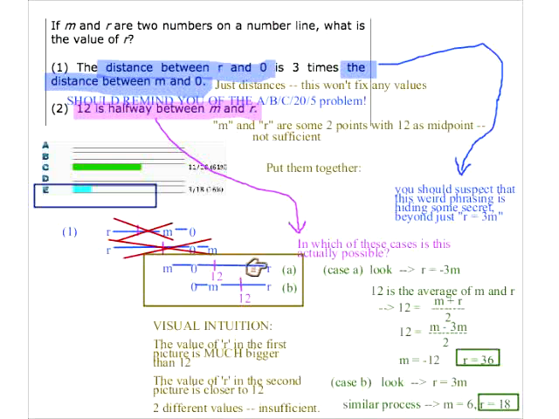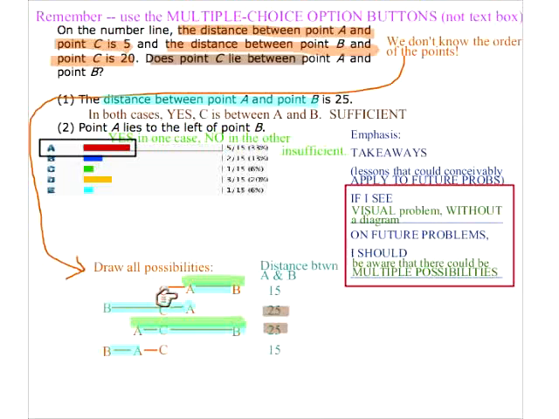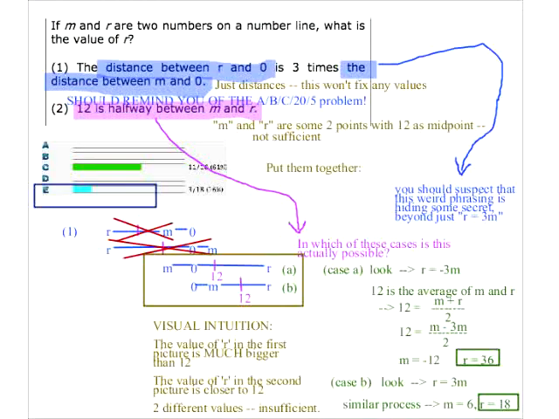But visually, we don't care which direction these things are in, as long as this distance to R is 3 times as much as this distance. Just as in this problem, we don't care which way we are going, as long as the distance from C to B is 20, and as long as the distance from C to A is 5. So if it's 20 this way and 5 the same way, we're good to go. But if it's 20 this way and 5 the other way, we're also good. This is exactly the same sort of thing. So it's very visual when you think about it this way.